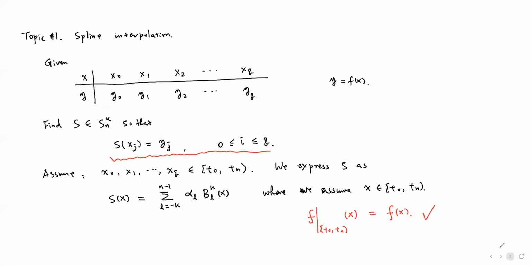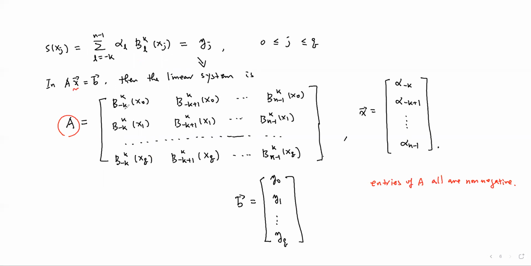Now here, because I assume all the knots are in this interval, therefore the sum of all the entries in each row is 1. The row sum of A is equal to 1. This coefficient matrix, all the entries are non-negative, and the row sum is equal to 1.